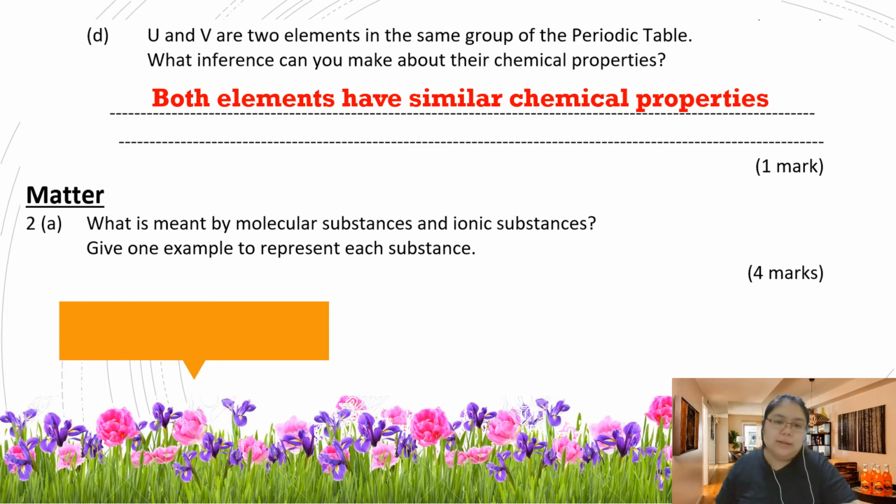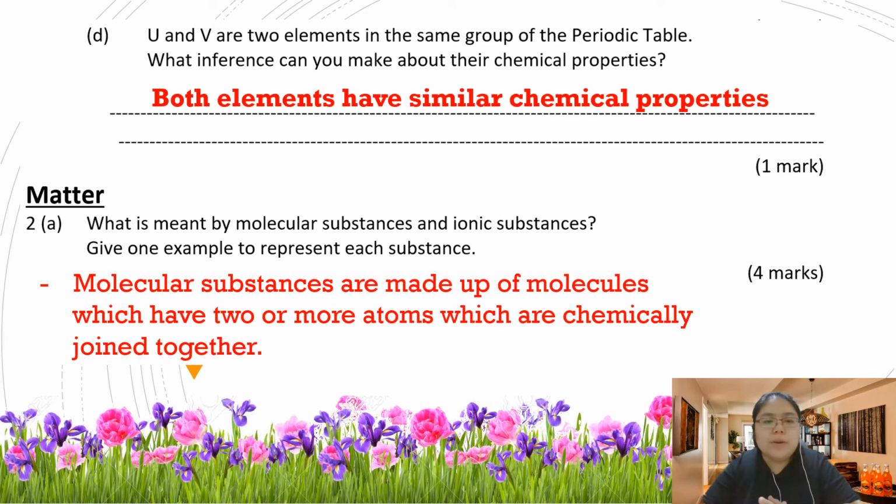Okay, let's see the answer. First one, molecular substances are made up of molecules which have 2 or more atoms which are chemically joined together.